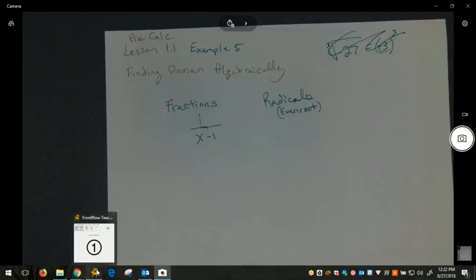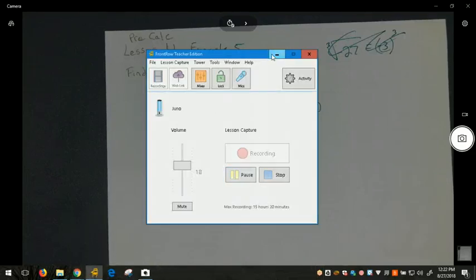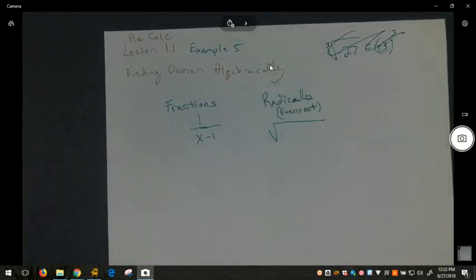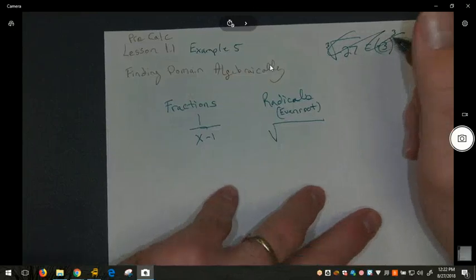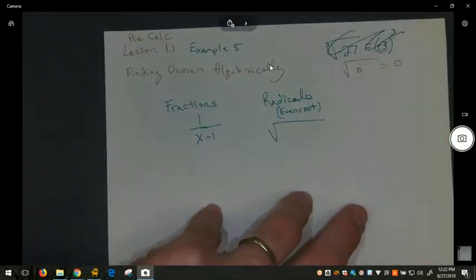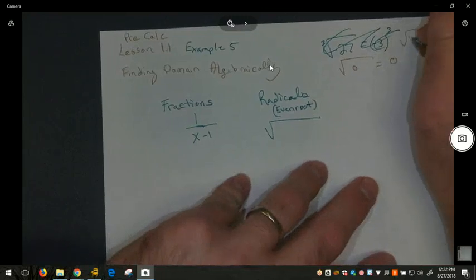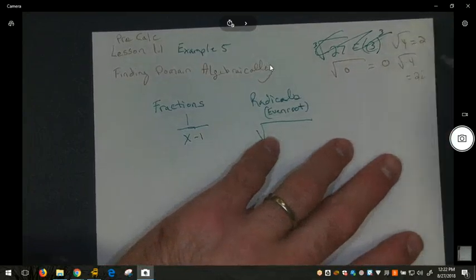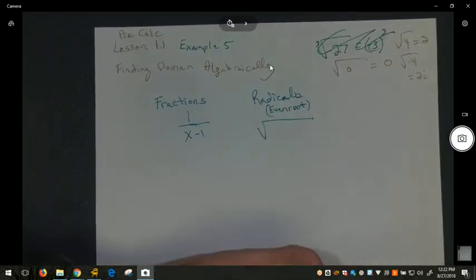So when we have a radical, you can even take the square root of 0, that's fine. The square root of 0 is 0. You can do the square root of 4. You cannot do the square root of negative 4 without getting an unreal number, that is 2i. When we're talking about domains, we're talking about real number domains.